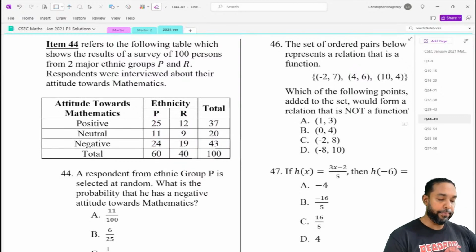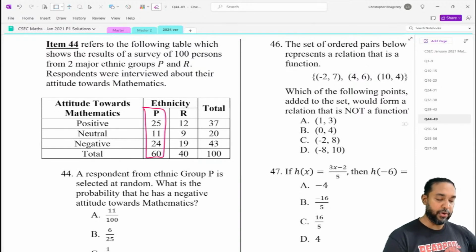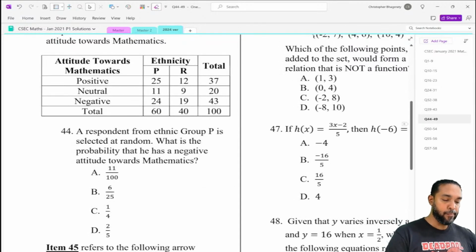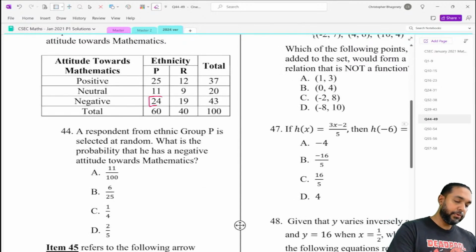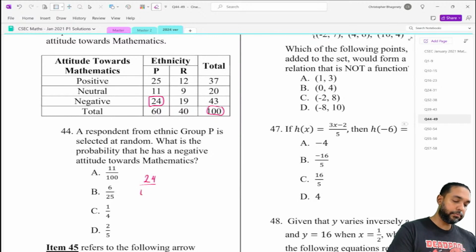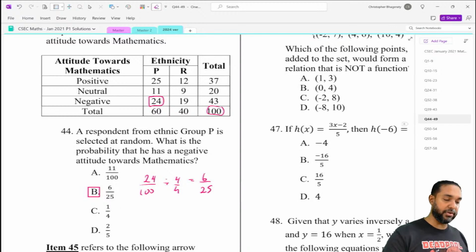A respondent from ethnic group P is selected at random. What is the probability he has a negative attitude towards mathematics? Negative attitude. Okay, so 24 out of 100. If we divide by 4, you get 6 over 25. So that whole table and that whole paragraph for one question, boy.